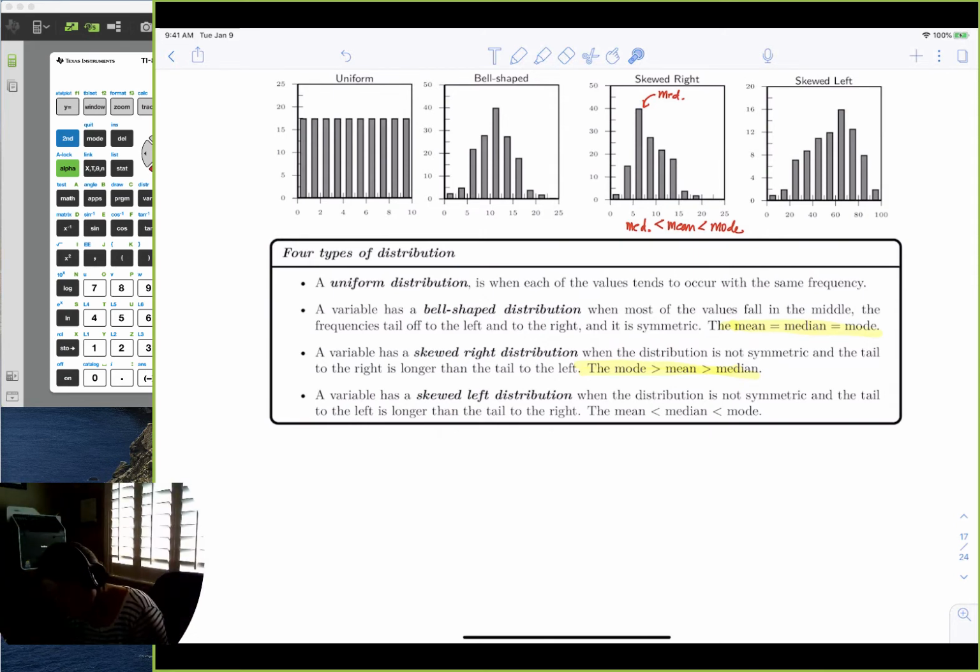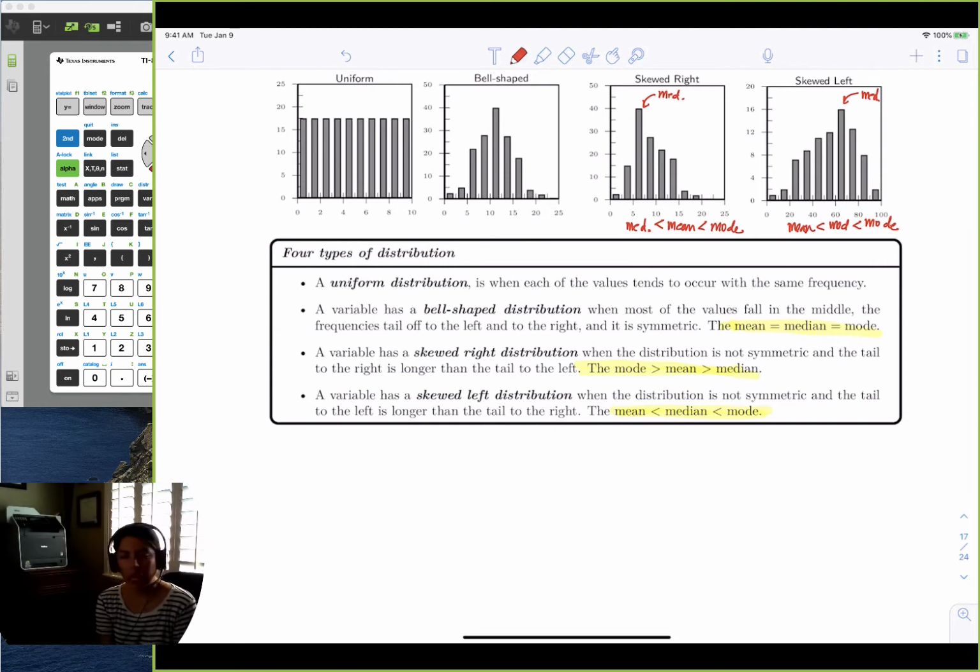So skewed left would mean the opposite, right? That now the largest value is your mode, and then your median's to the right of it, and then the smallest value is your mean. And so on the graph, this means that your mode is the largest value. So here's the median, and so the mode is over here. Here's the median, and then the average is over here.